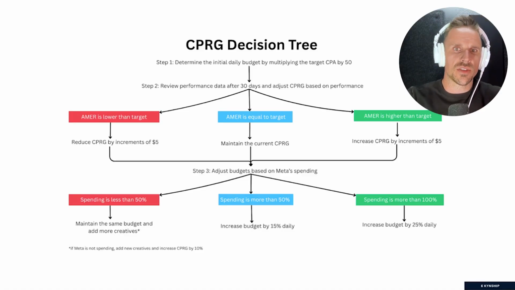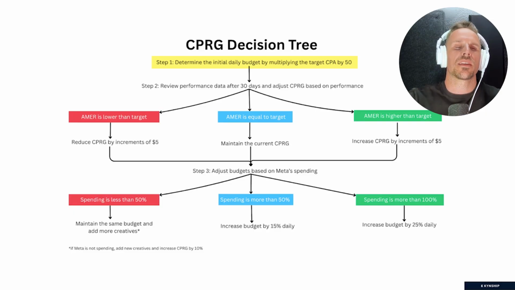All right, so what are you looking at? Let's start with the foundation. Here's the formula for setting initial budgets. Your target CPA times 50 equals your daily budget. So if your target CPA is $50, your initial daily budget would be $2,500. And I know what you're thinking.